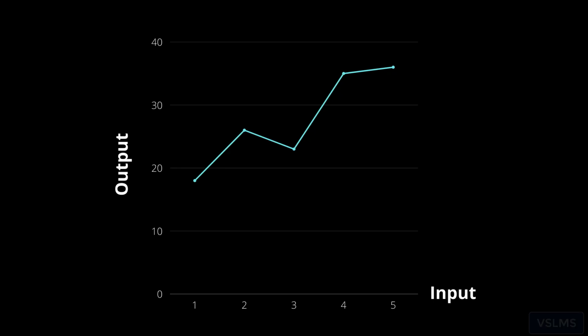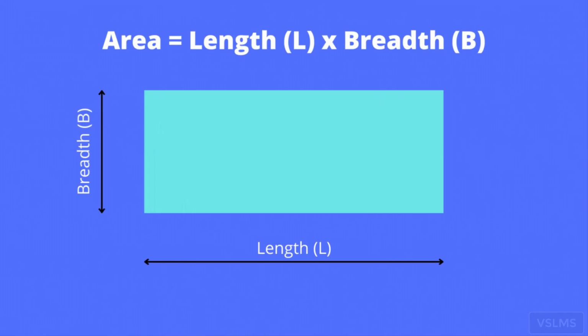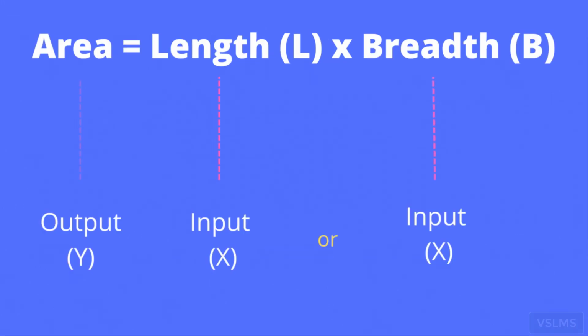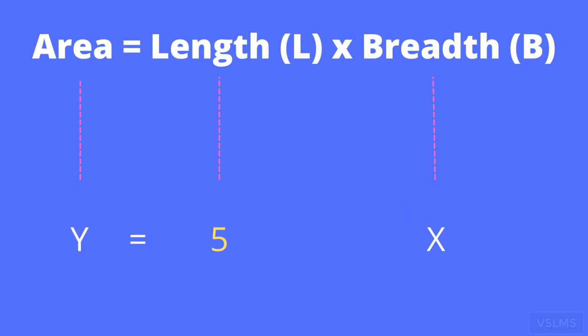Similarly, a graph can be plotted between the input and output of a function. For example, the area of a rectangle is given by length into breadth. This formula can be called a function if you declare the area as an output y and any one parameter, length or breadth, as an input variable x. In this case, I am declaring the length as constant, which is 5 centimeters. So, area of rectangle is equal to length into breadth, which can be written as y = 5x.